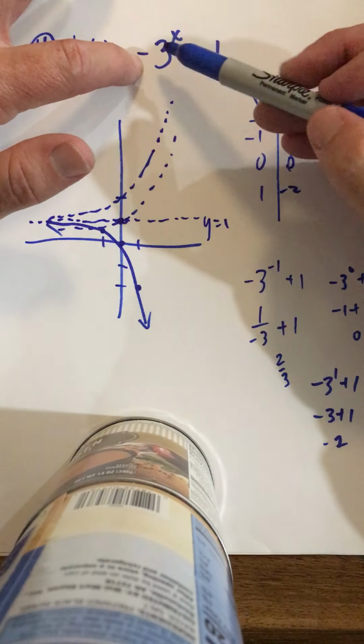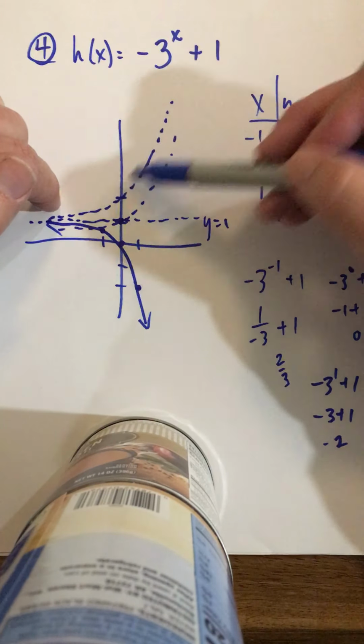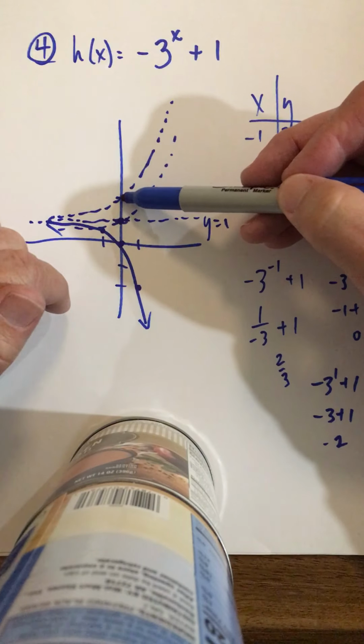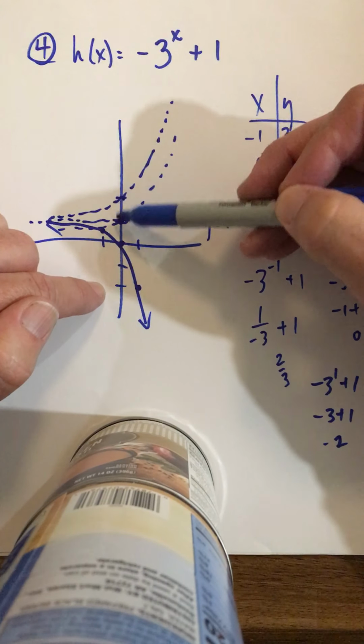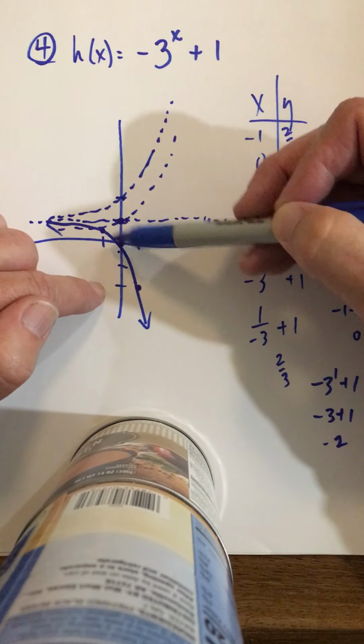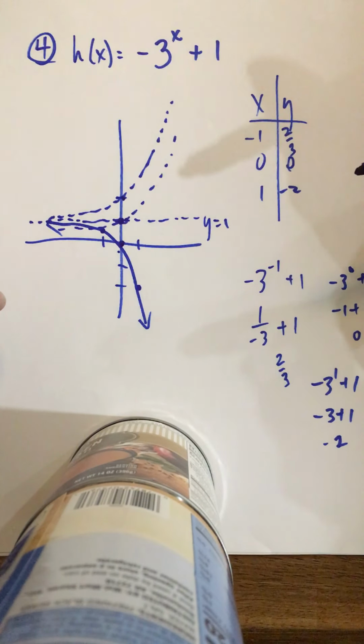The last thing you do is that negative right there, which takes that second one and flips it over. And because it was 1 above the asymptote there, it's now 1 below the asymptote there. So it flips it down like that.